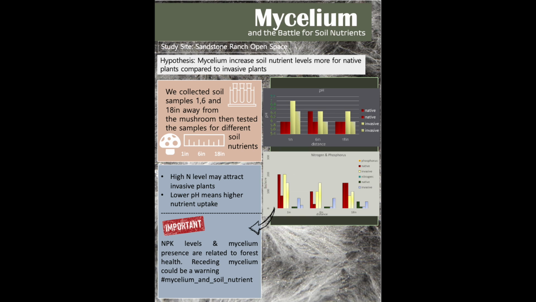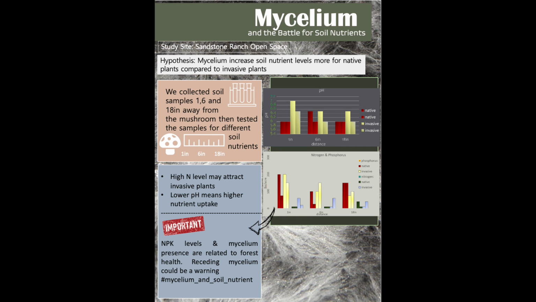The first graph shows the pH results of native and invasive plants by distance. However, the p-value indicates that there is no significant difference observed. Since we had a small sample size, further testing should be done in this area to see how mycelium affects the pH of the soil between invasive and native species. If mycelium is a key factor in lowering pH, it can be used to improve the growth of native species.